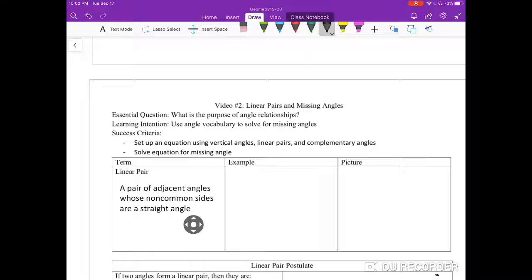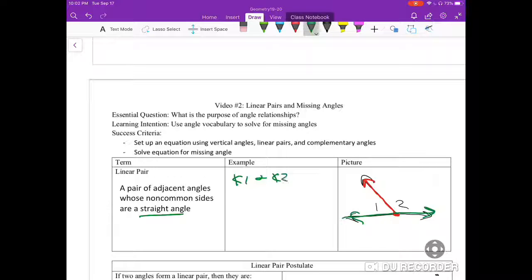So again, I always like to start with a picture, and it seems to make the most sense, and it's easy for me to explain. So angle 1 and angle 2 here are adjacent angles. I know that they're adjacent angles because they have this vertex and this shared side. So the key here that makes them a linear pair is that their non-common sides, meaning this side and this side, make up a straight angle, right? So in this case, angle 1 and angle 2 are a linear pair.